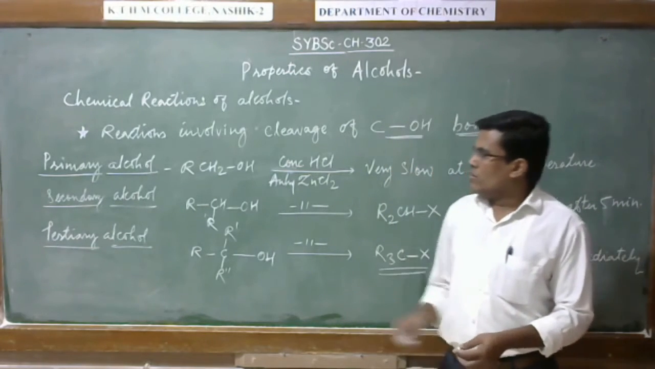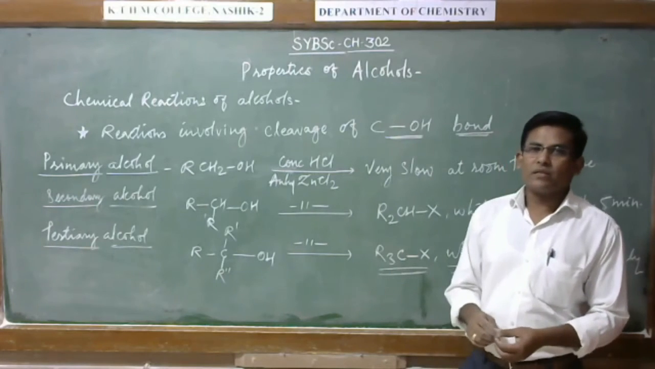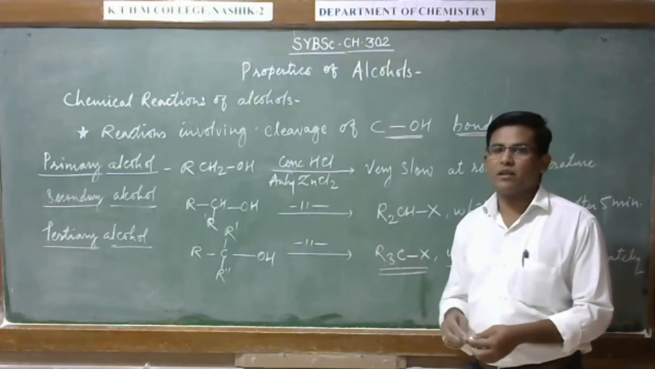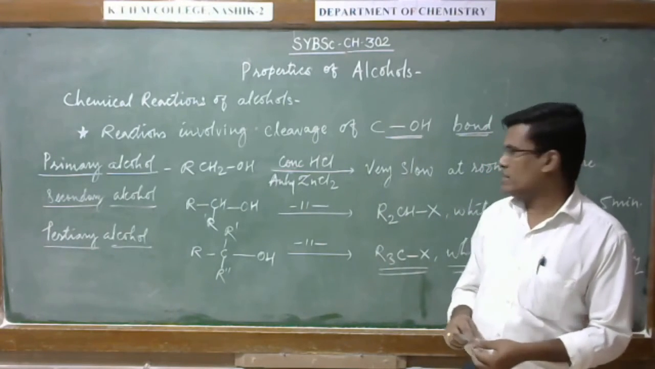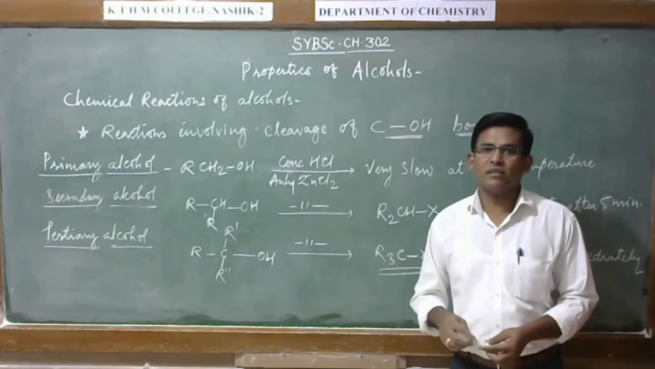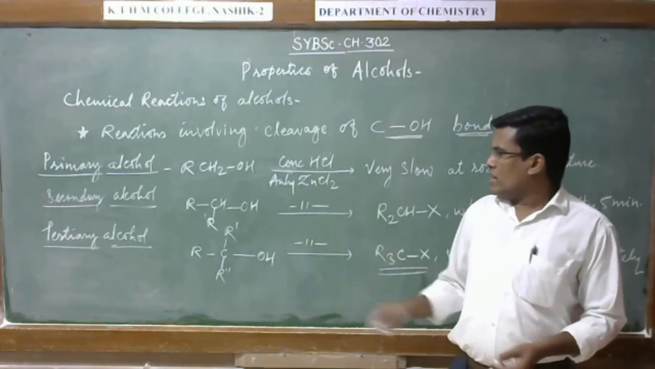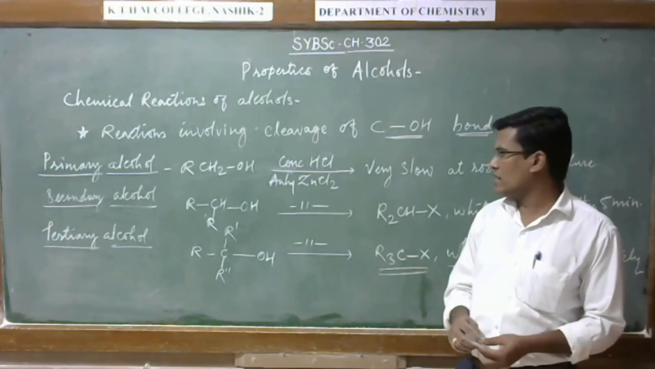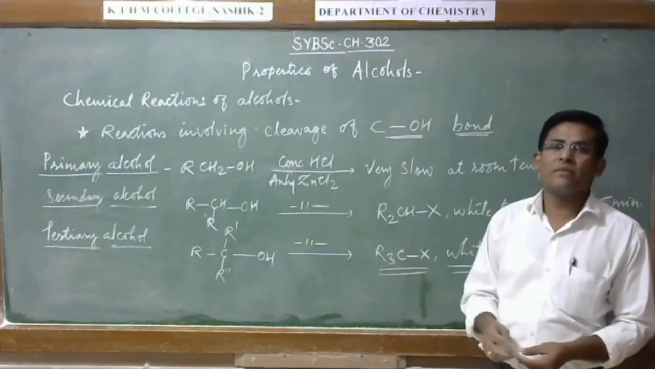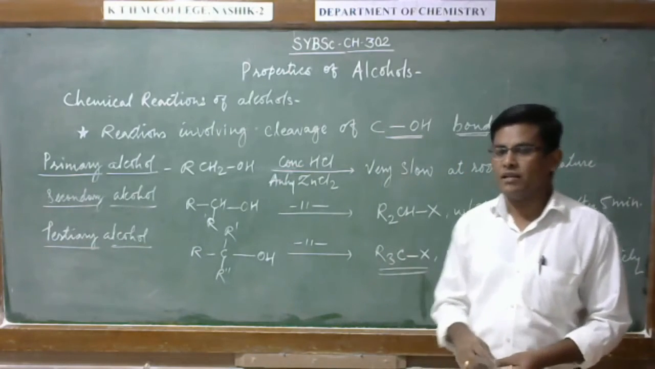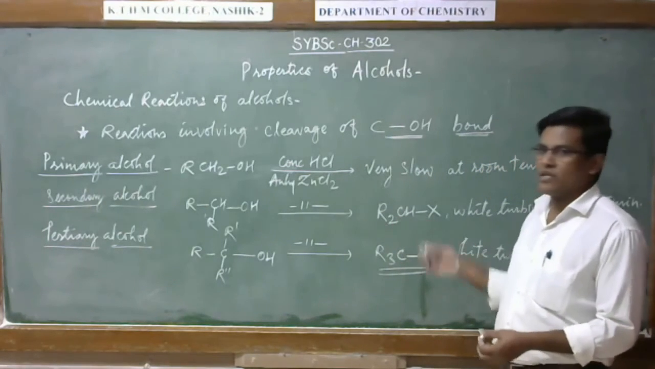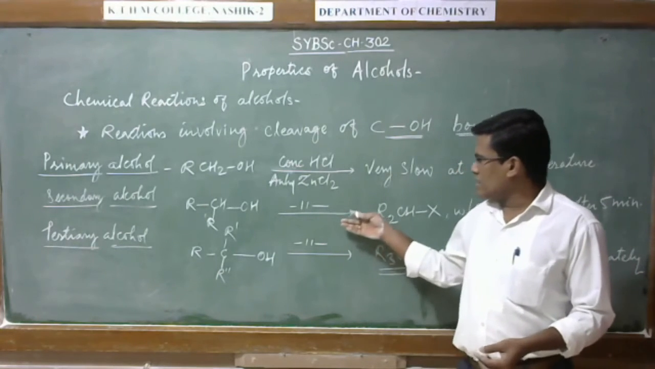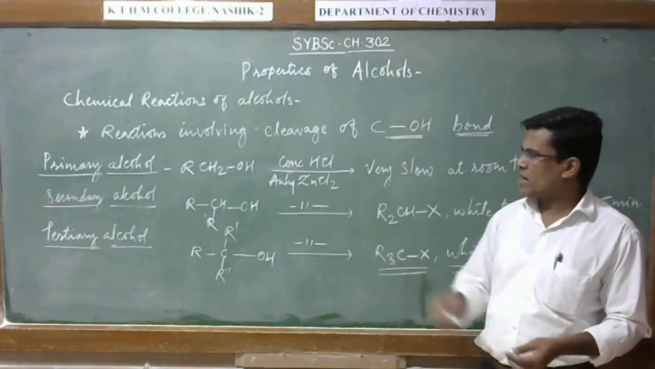When you react this primary alcohol with concentrated HCl in the presence of zinc chloride, it does not show the white turbidity at room temperature. So that reaction is very slow. When you treat this secondary alcohol with zinc chloride and concentrated HCl, it gives the corresponding secondary halide. It shows the white turbidity after 5 minutes, so the reaction rate is more than that of the primary alcohol.